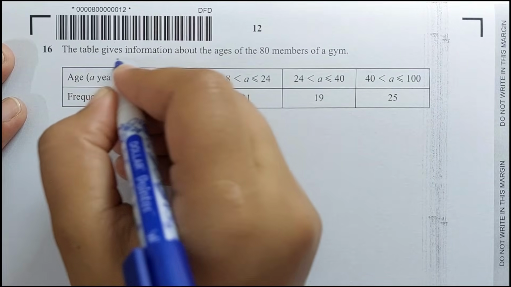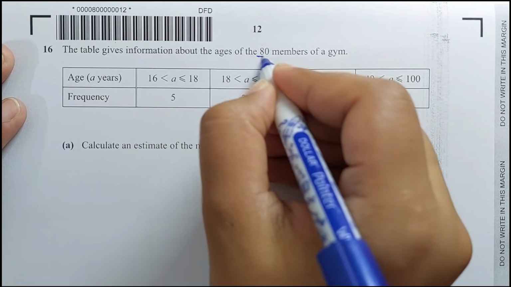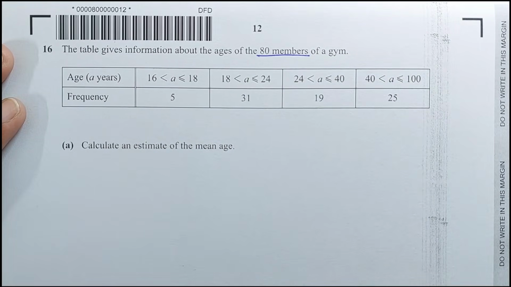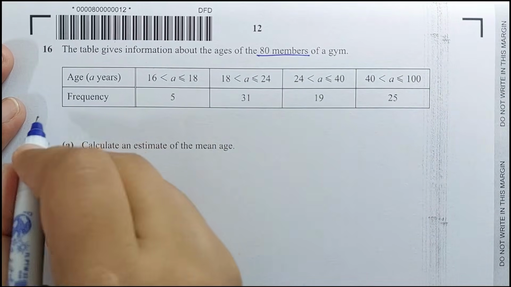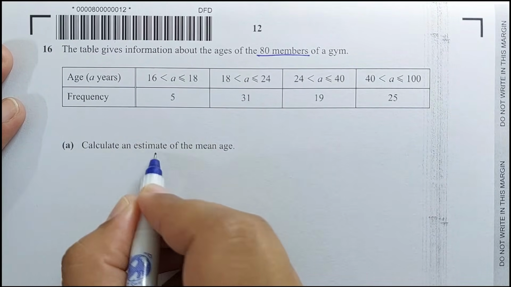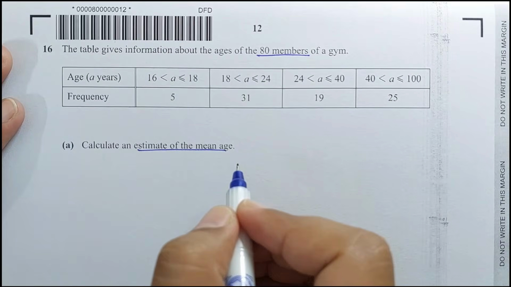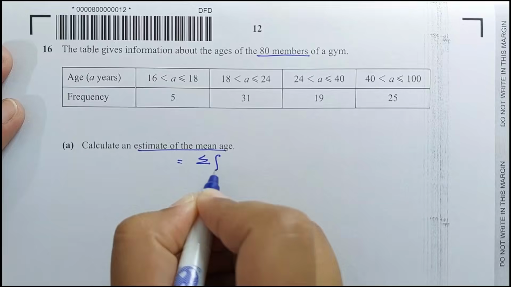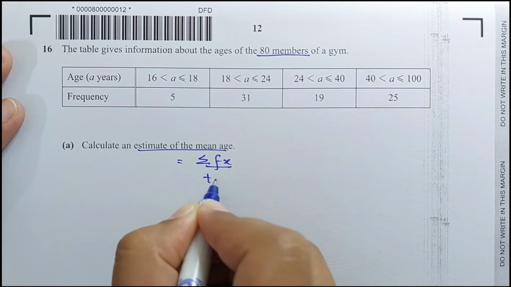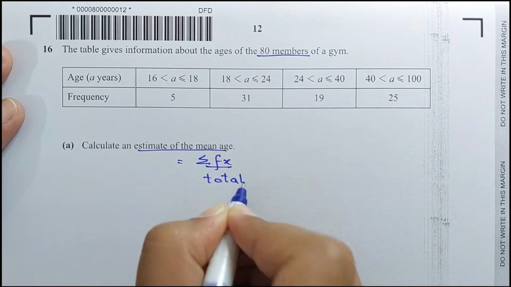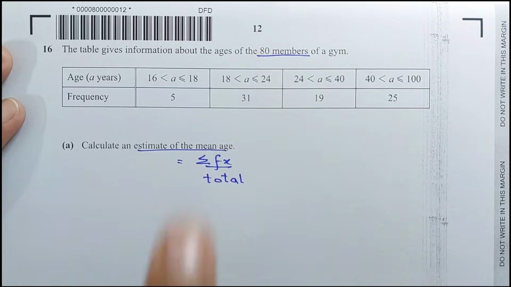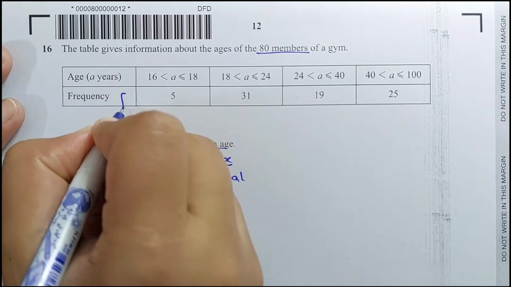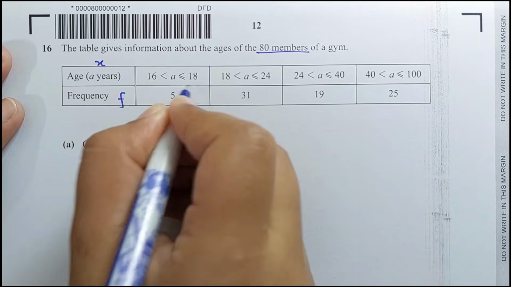Question number 16. The table shows information about the ages of 80 members of a gym. The age and the frequency. Part A, calculate an estimate of the mean age. Okay. So mean has a formula: sum of fx divided by the total number of people. As we know, the total number of members of a gym are 80. So f is a frequency and x is the midpoint of these intervals.